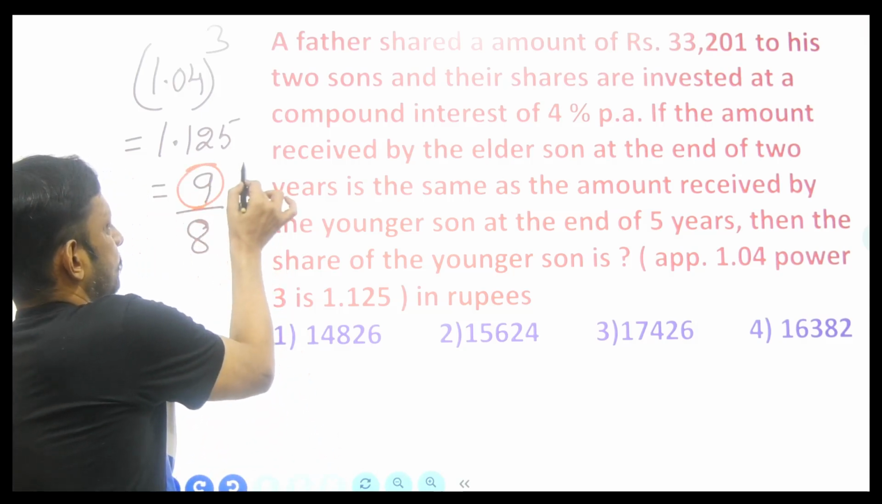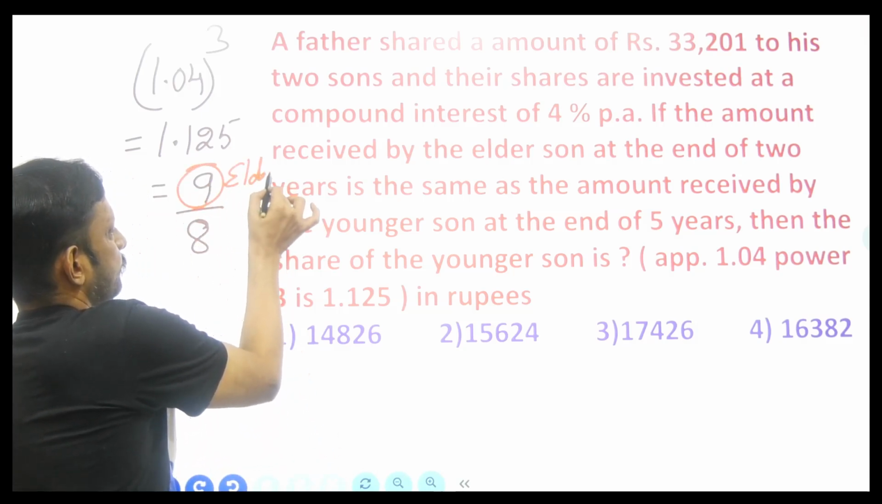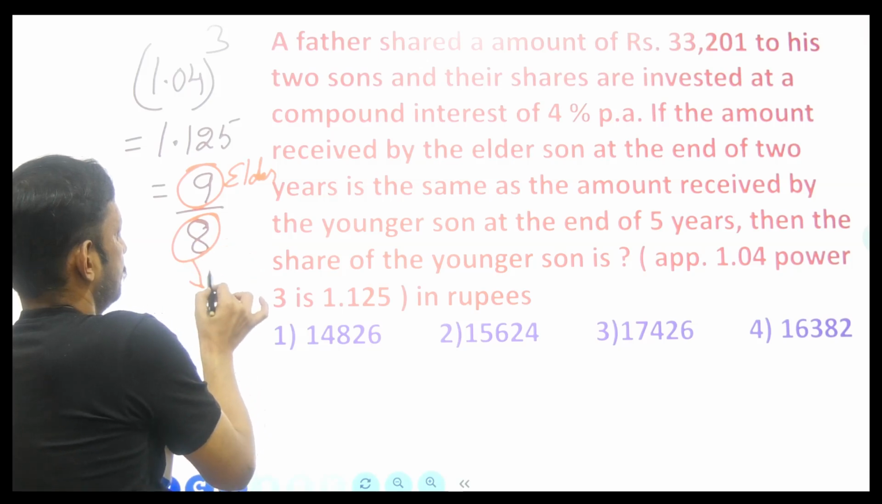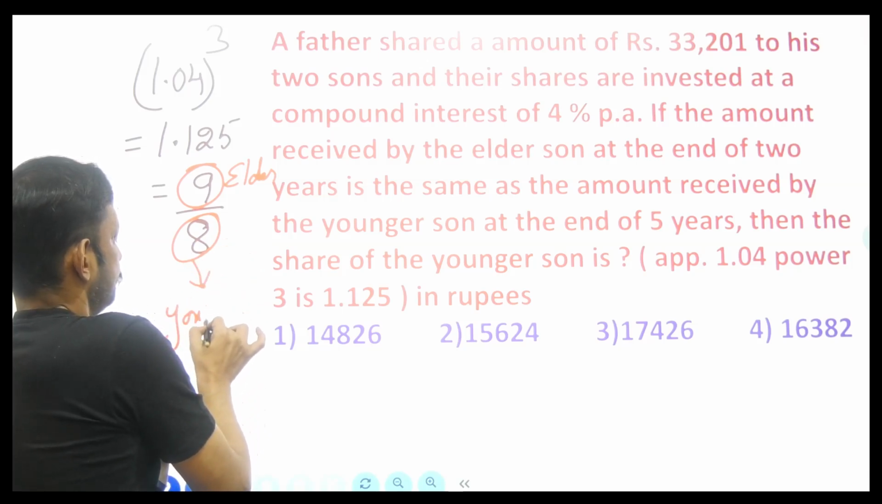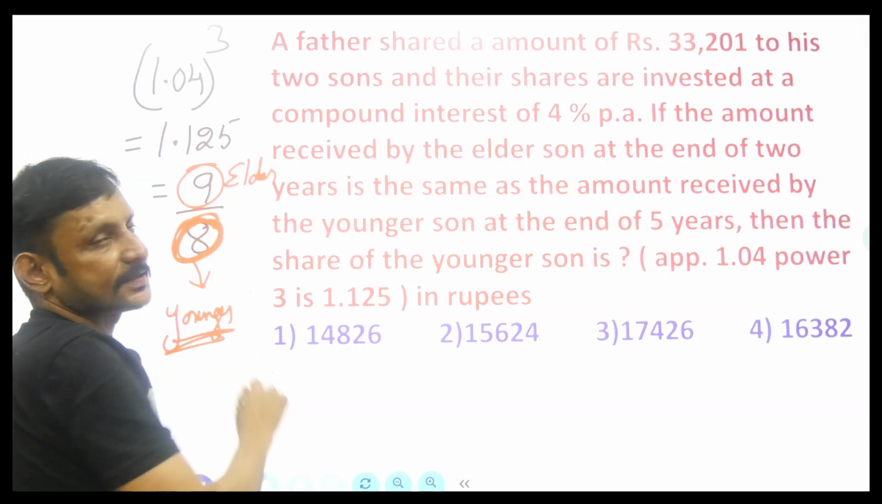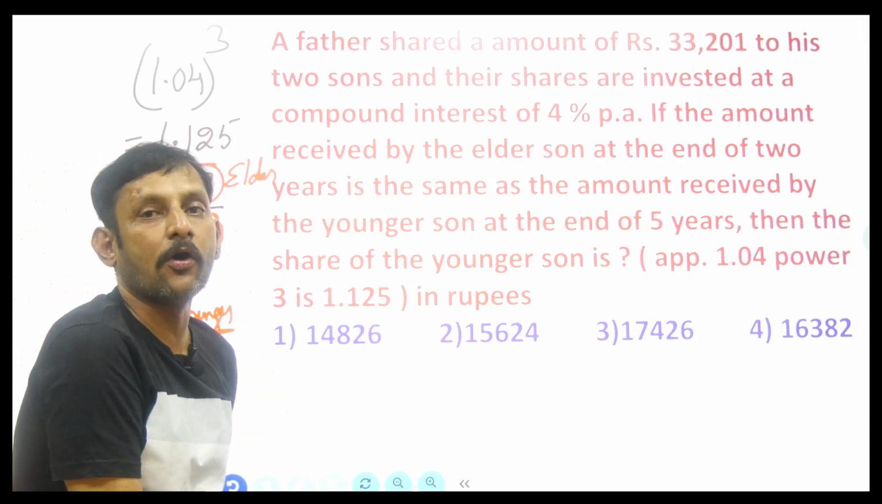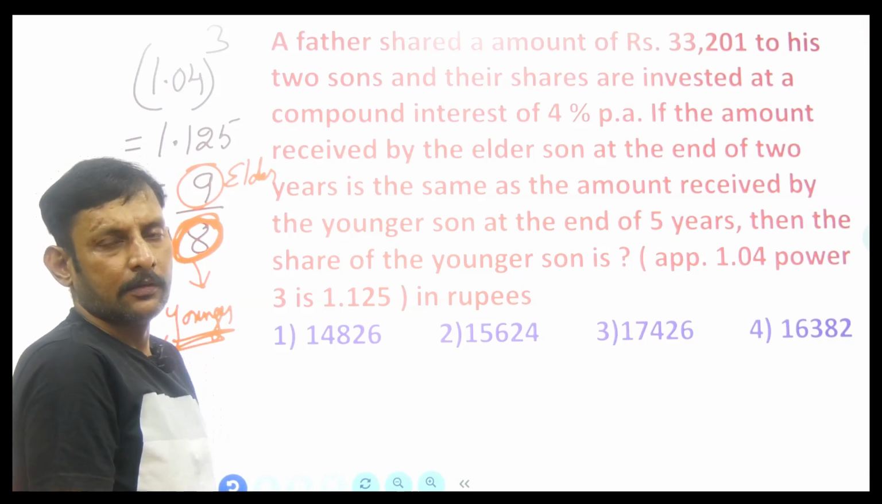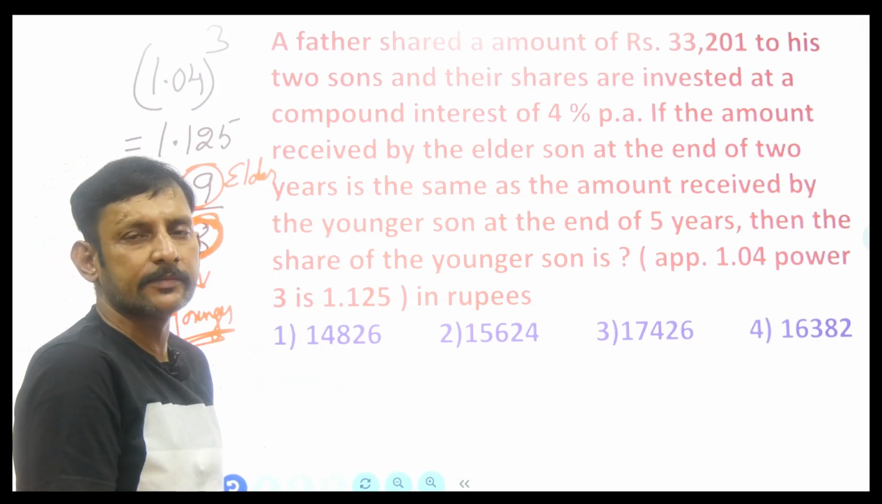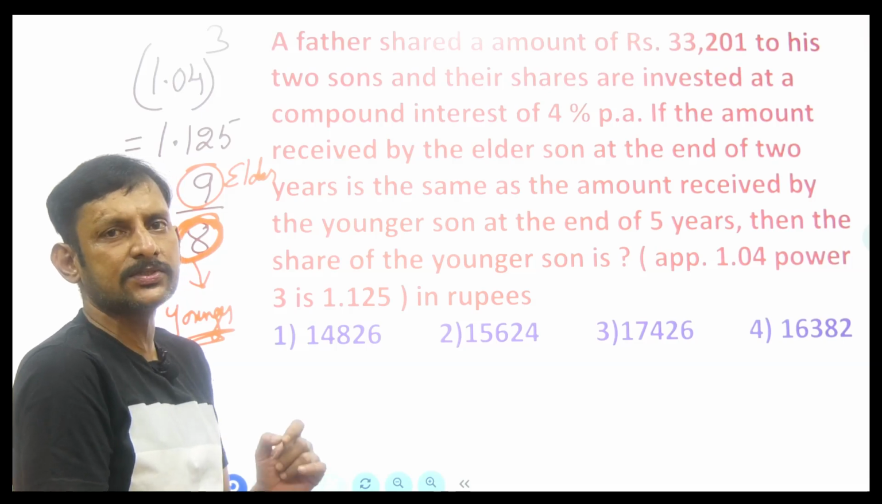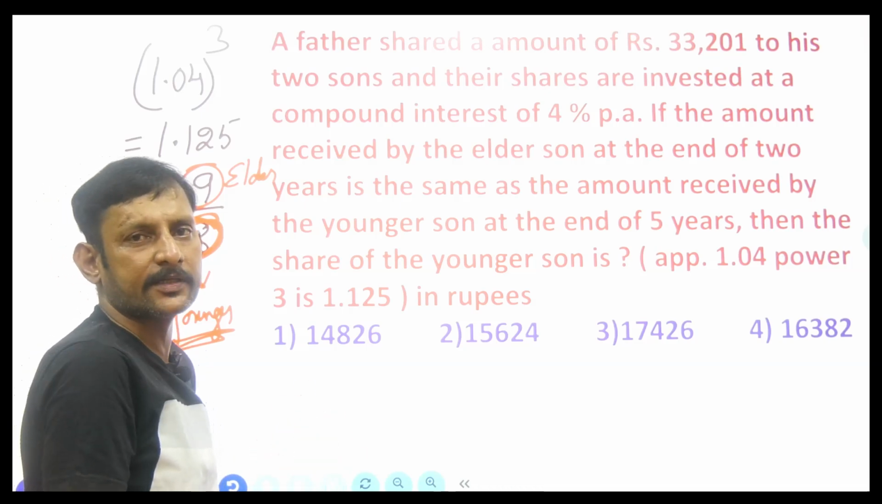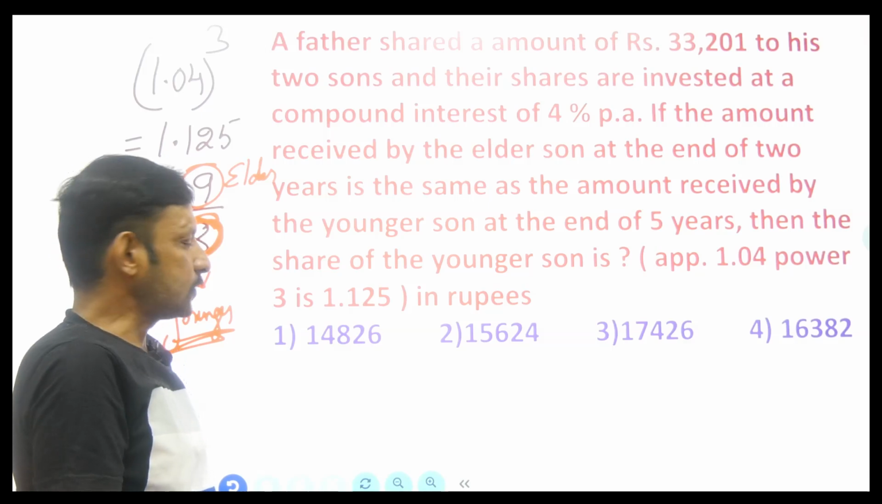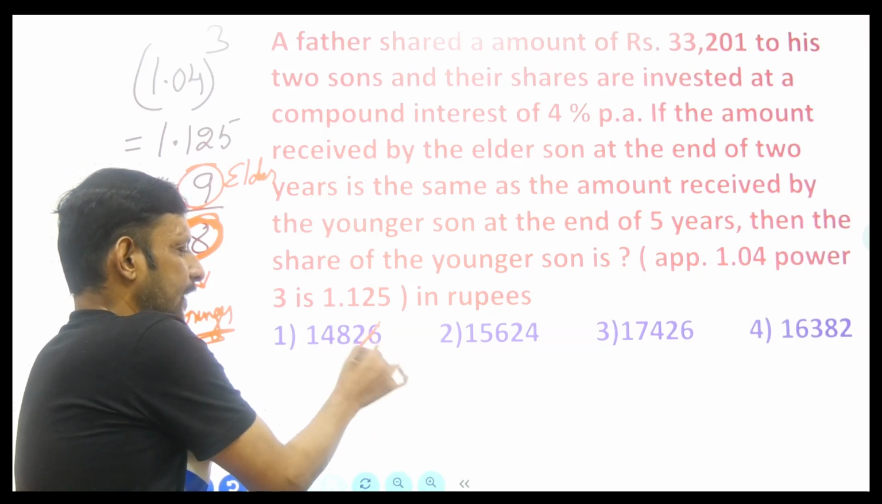This is the elder son, and this is the younger son. So the younger son receives 8 parts. 8 parts is a multiple of 4. What is the divisibility rule of 4? If a number is exactly divisible by 4, then the last 2 digits should be a multiple of 4. Is it or not? So, I can neglect this 26.